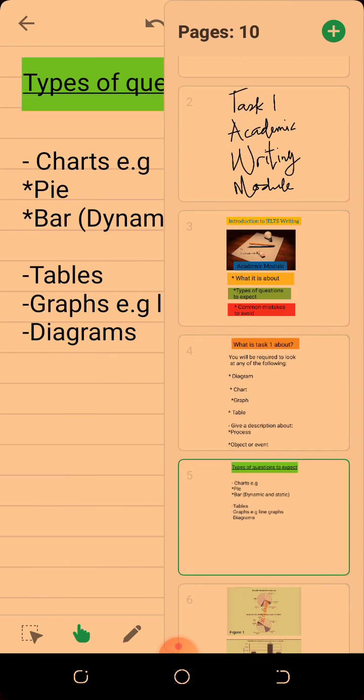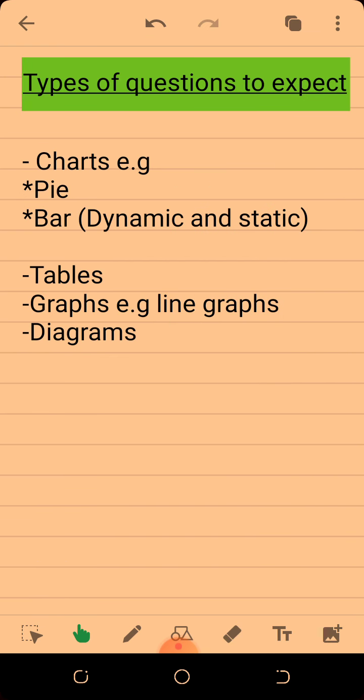So, now that you know that, what are the types of questions to expect? You should expect to see charts such as a pie chart or a bar chart. And there are two types of bar charts: the dynamic and the static bar chart. In the dynamic bar chart, this is a bar chart that states the information given over a period of time, whereas for the static, it does not really deal with time. You will also be given tables, graphs, and diagrams.